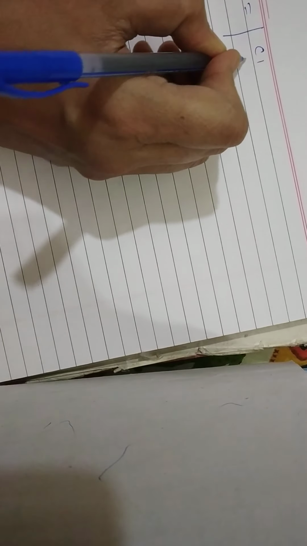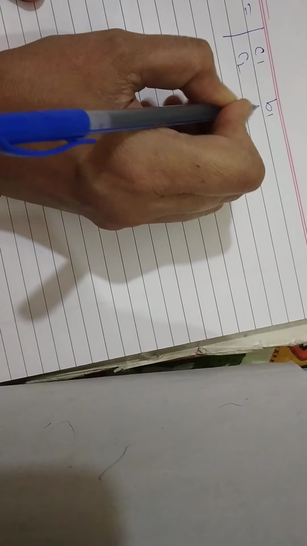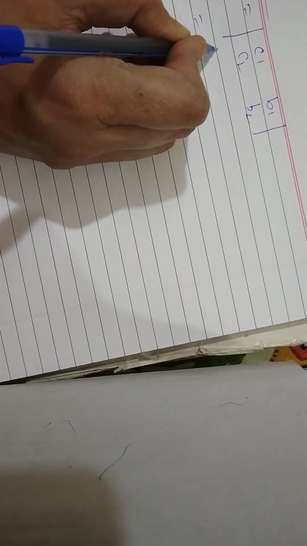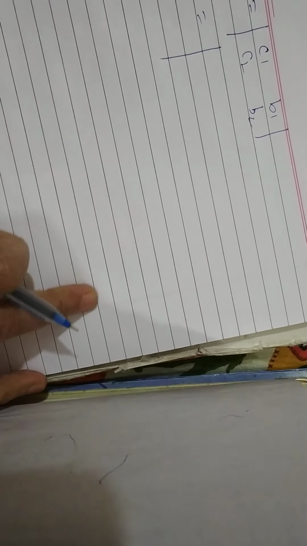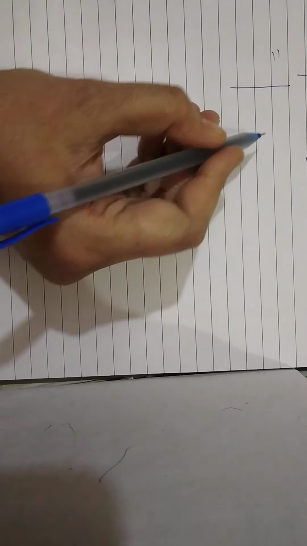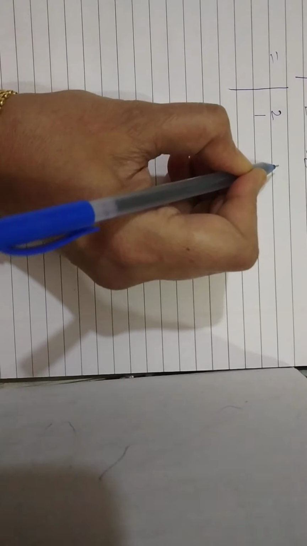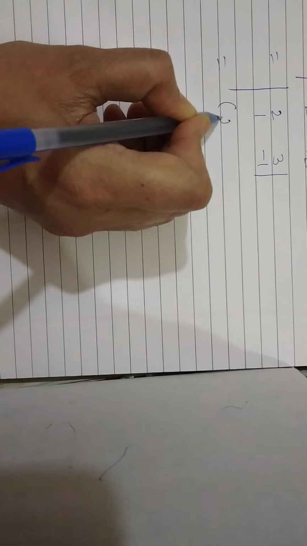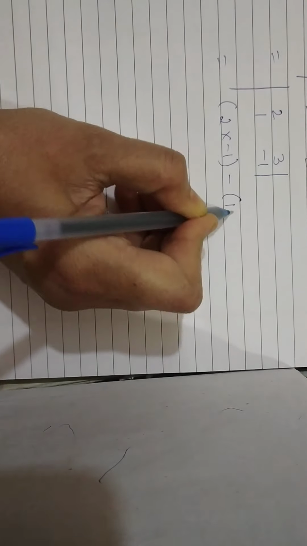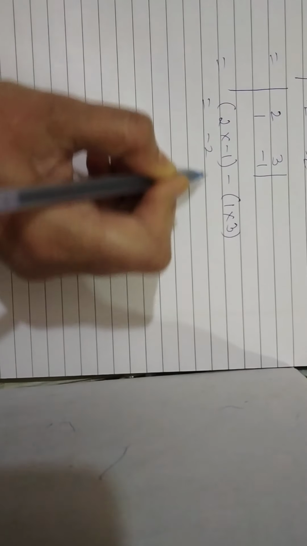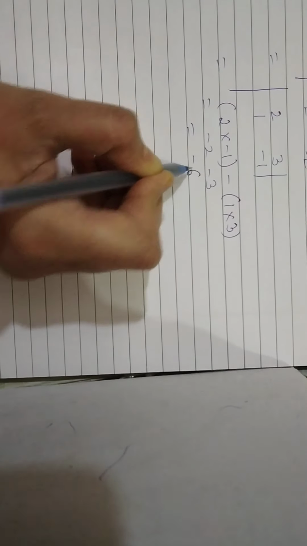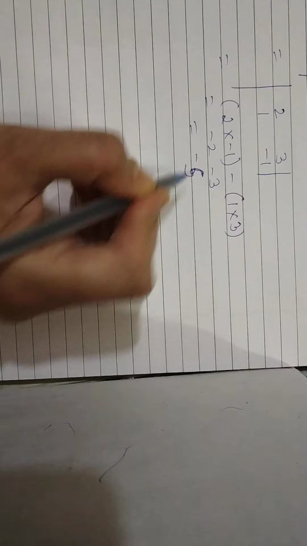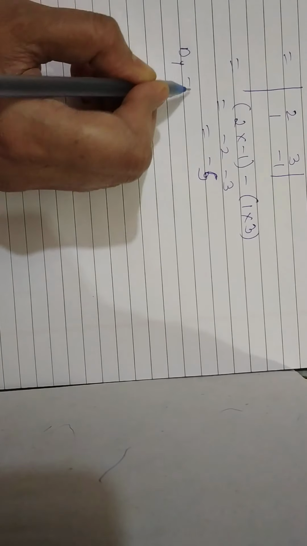Dx. C1, C2, B1, B2. What is C1? 2, 1, 3 and minus 1. 2 into minus 1 minus 1 into 3. Minus 2 minus 3. This is minus 5.